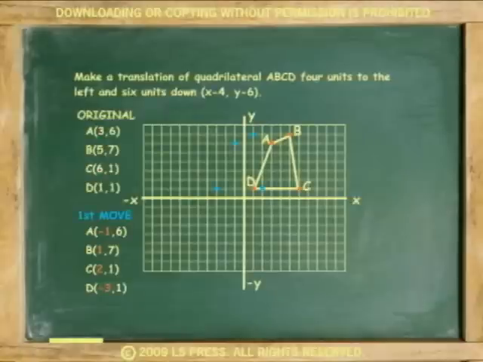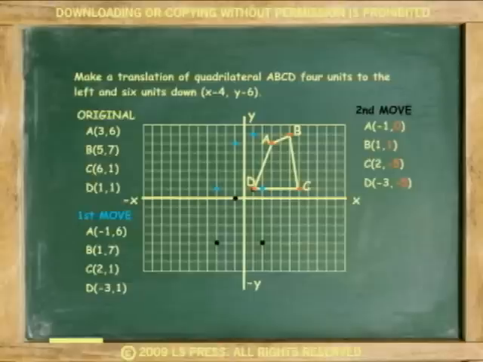The new coordinates after the first move are (-1, 6), (1, 7), (2, 1), (-3, 1). In translation down, the y coordinate moves -6. The new coordinates after the second move are (-1, 0), (1, 1), (2, -5), (-3, -5).